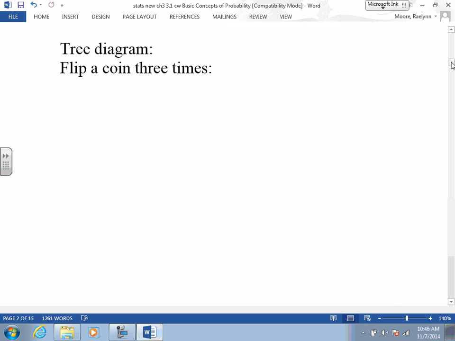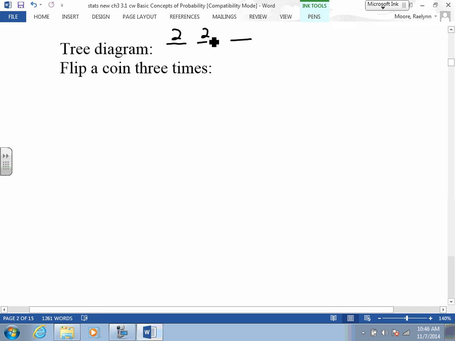Now, when you flip a coin, how many outcomes are there? 2. Heads or tails, right? They both have a 1/2 chance. If I'm going to flip 3 coins, each one of them has 2 chances, 2 outcomes. So altogether, if I flip this coin 3 times using your counting principle, I should get 8 outcomes. 2 from the first coin, 2 from the second coin, 2 from the third coin. 2 times 2 times 2, I should get 8 outcomes altogether.